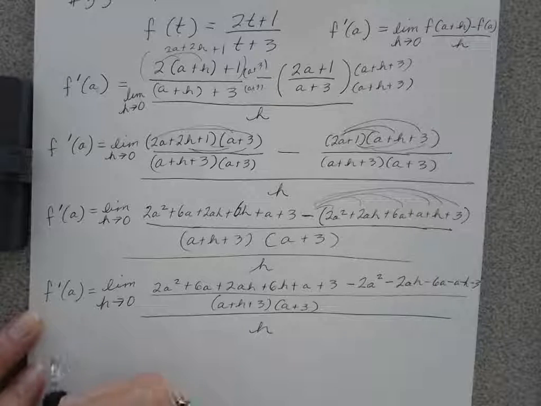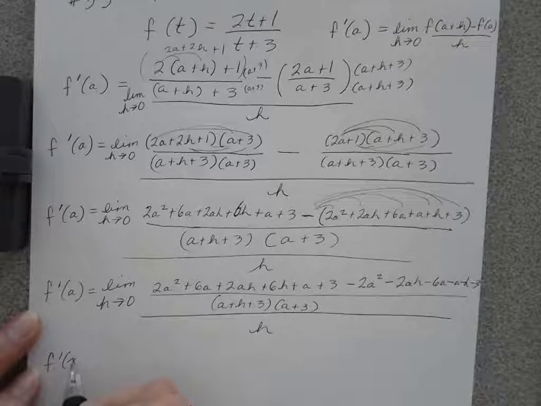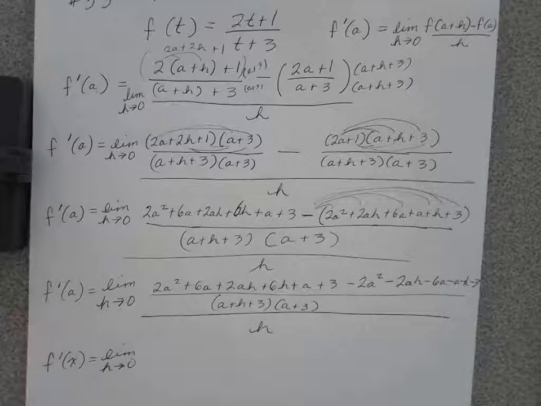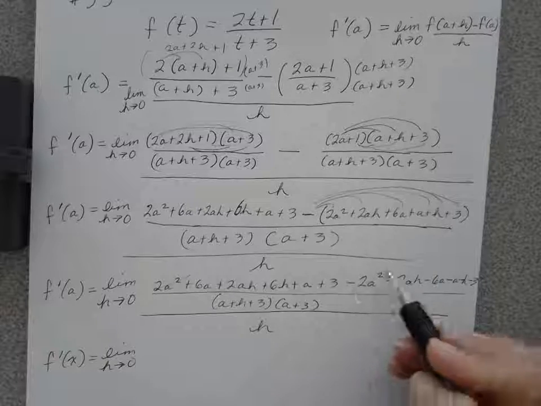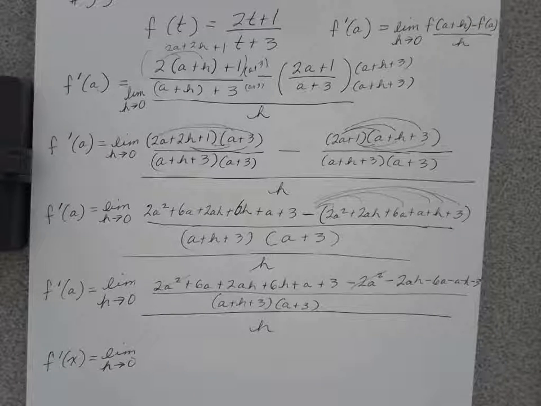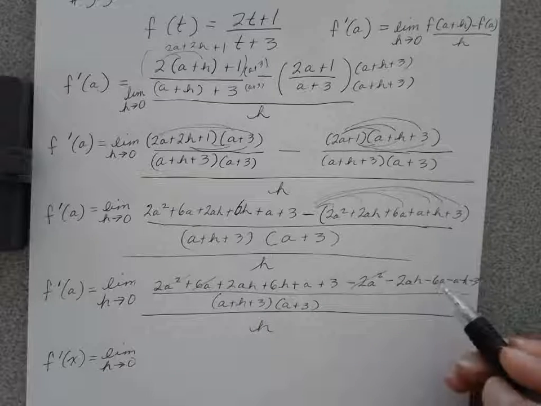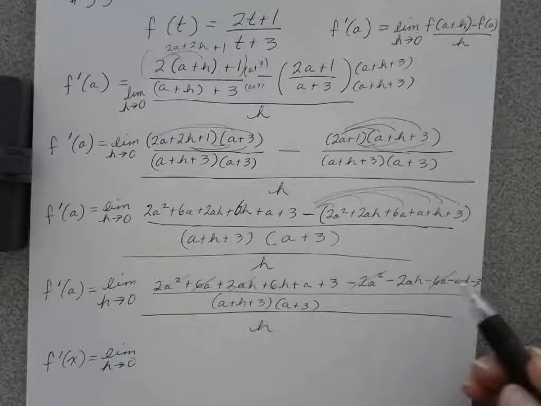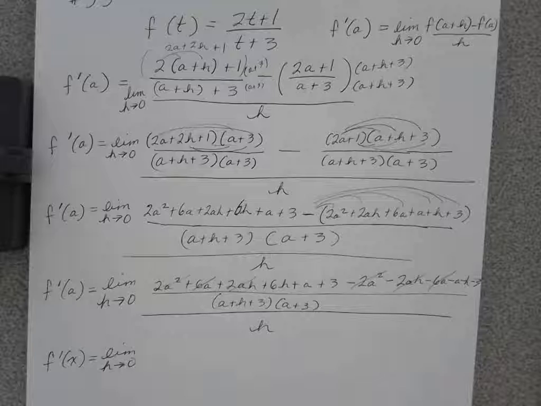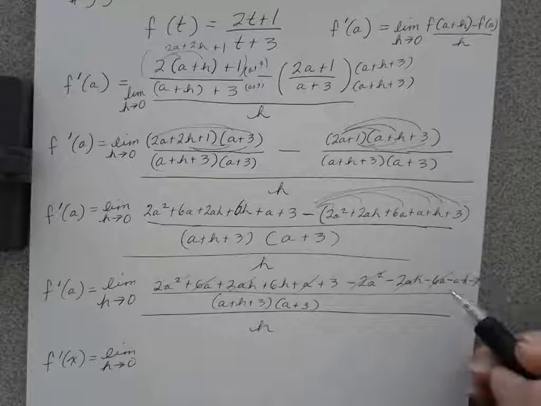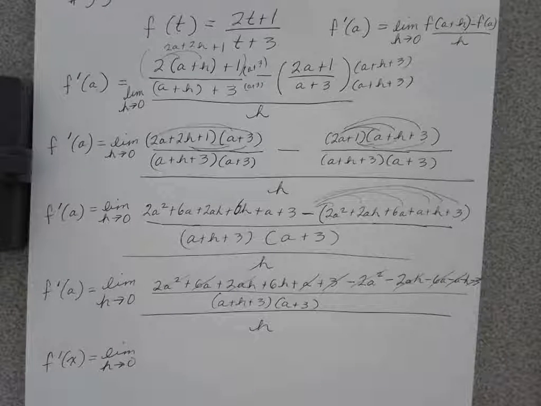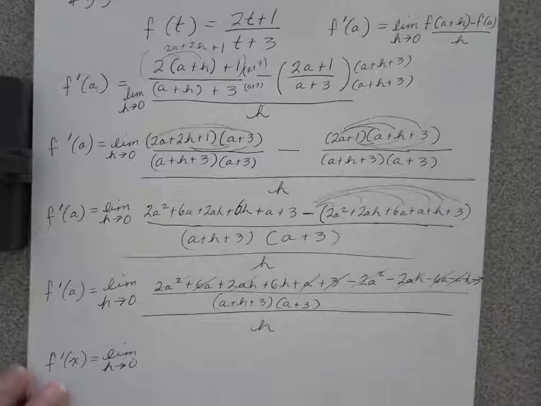Okay, so in the numerator, let's see what we can cancel out. All right, so we have 2a squared and a minus 2a squared, so that's gone. We have a 6a and a minus 6a, so that's gone. What else cancels? 2ah and minus 2ah. The a's and the 3's. Beautiful, isn't it? Don't you love math when it does that? Gets rid of all that stuff.